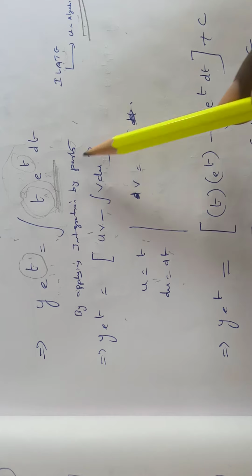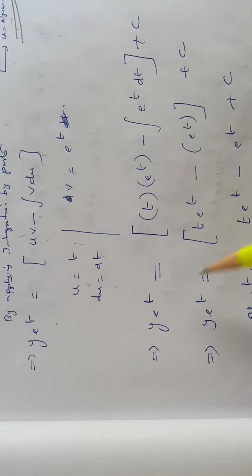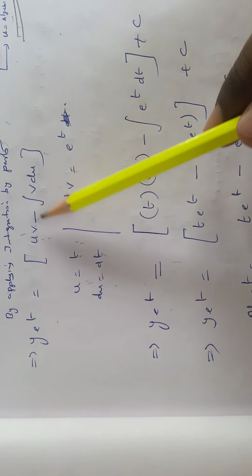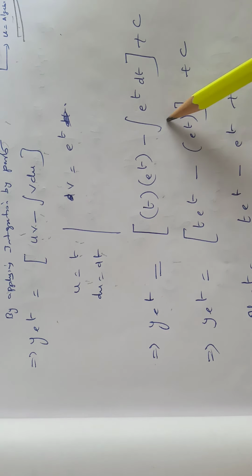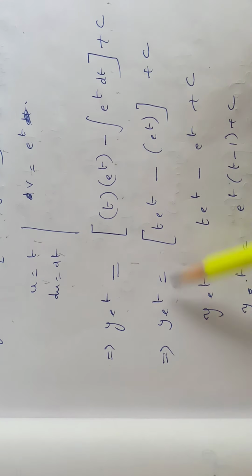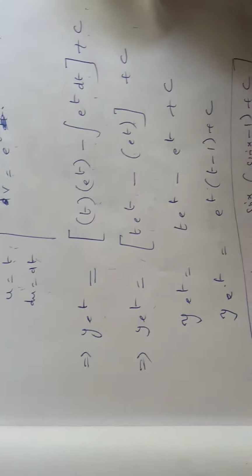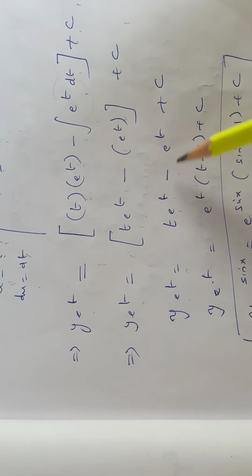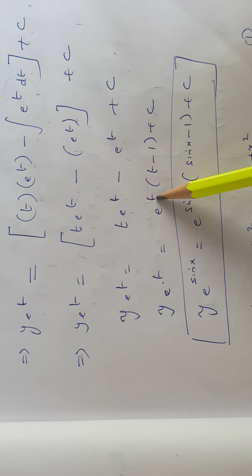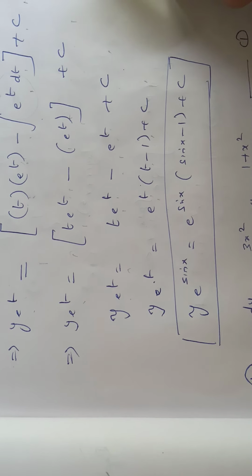On the right side, v equal to e power t. Straight away applying the formula, y e power t equal to uv. U is t, v is e power t, so t e power t minus integral v du. V again is e power t dt, plus c. So y e power t equal to t e power t minus integration of e power t, which is e power t, plus c. So y e power t equal to t e power t minus e power t plus c. So y e power t equal to, e power t taken as common, e power t into t minus 1, plus c. Finally t can be transformed in terms of x.